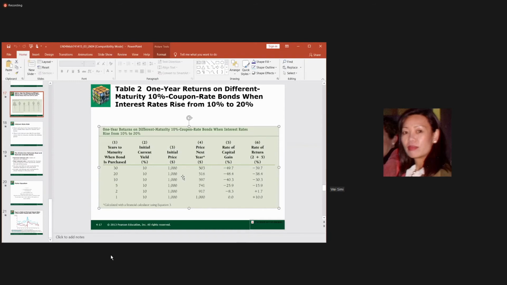Always buy low, sell high, right? It doesn't matter whether you buy oil, gold, stock, or bond. Always buy low, sell high.